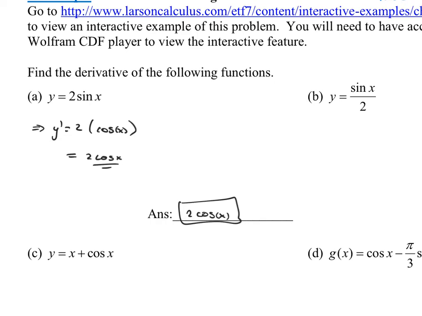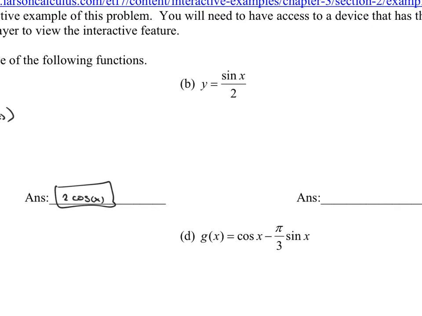Okay, we look at the next one. It says, find the derivative of sine of x over 2. Really what you want to think of that as is 1/2 sine of x. It really is just a constant multiple. So my derivative y prime would be 1/2 times the derivative of sine of x, which again, the derivative of sine is cosine. So the answer would be 1/2 cosine x.